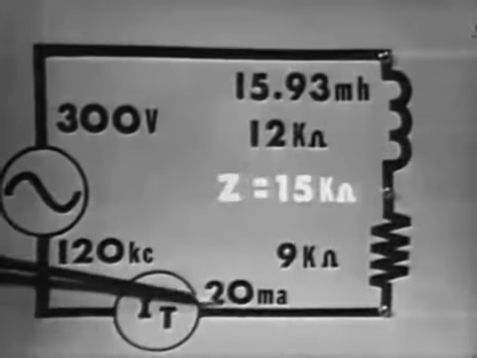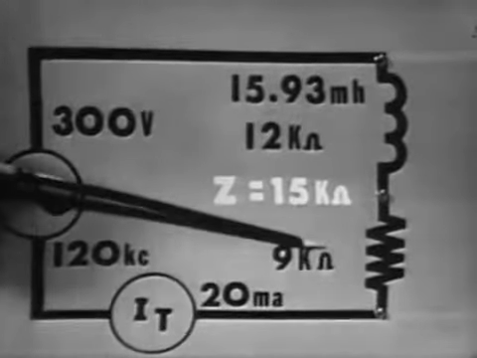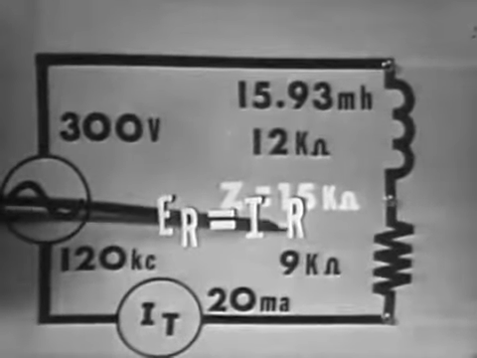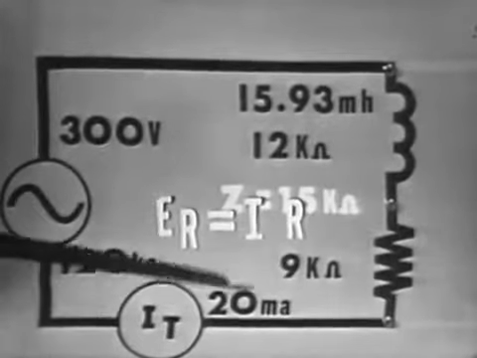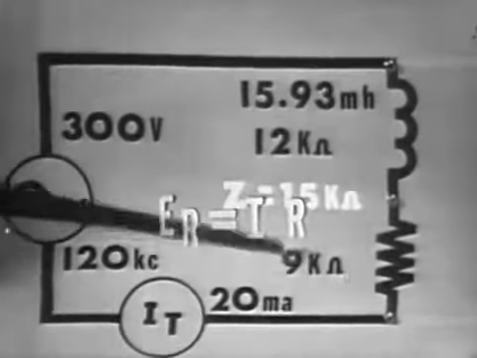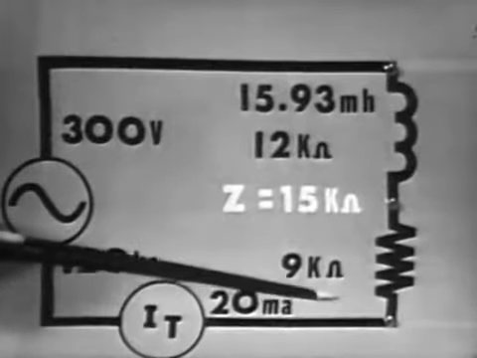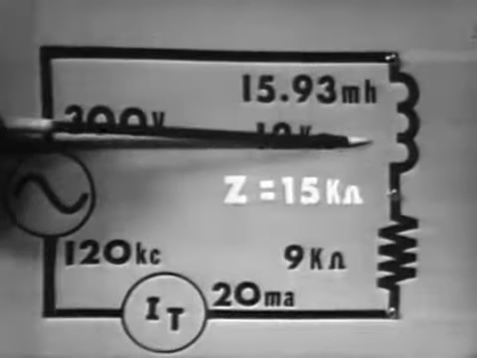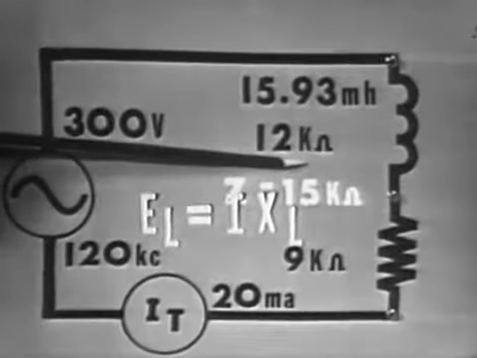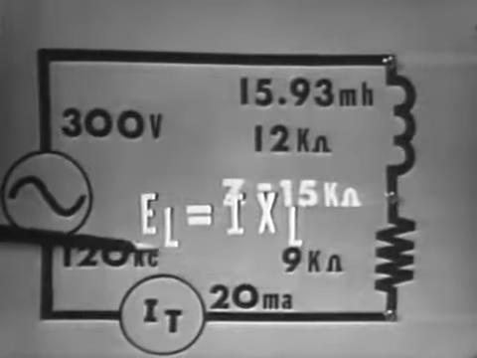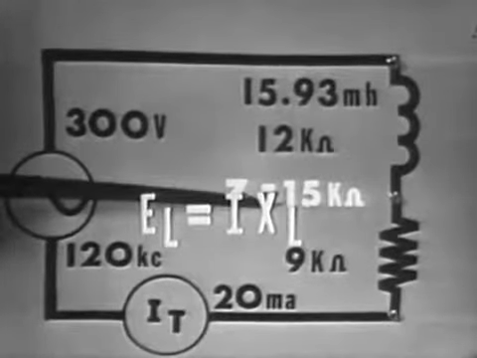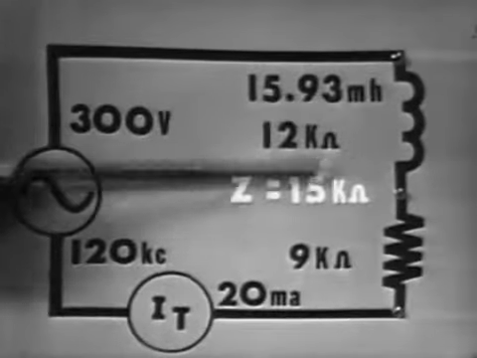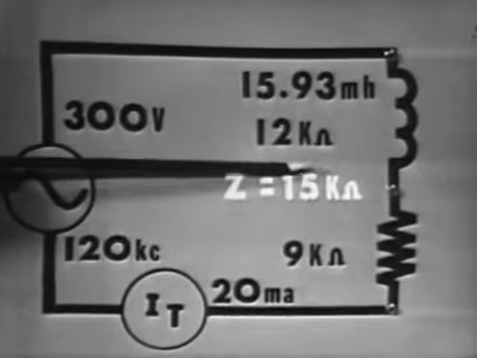Now, this 20 milliamps, of course, must flow through the 9 K ohms of resistance. Therefore, the voltage across R is equal to I times R, or 20 milliamps times 9 K ohms, or 180 volts across R. This 20 milliamps flows also through the inductive reactance, 12 K ohms, of our inductor. And the voltage across the inductor would be equal to 20 milliamps times 12 K ohms, our X sub L, or 240 volts dropped across the inductor.